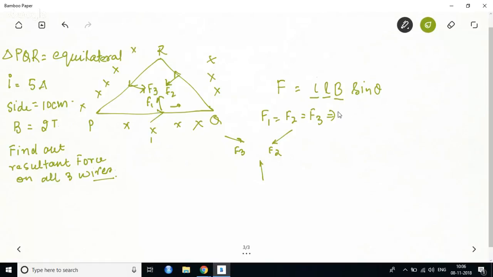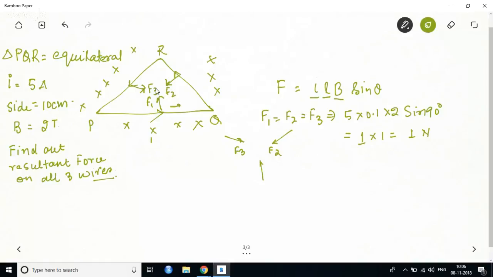So what is I? I is 5 ampere, L is 0.1, B is 2, and sine theta is sine 90 degree. So how much it would be? 10 into 0.1, 1 into sine 90 is 1. So that comes out to be 1 Newton. So all F1, F2, F3 would be 1 Newton. And what is the resultant force?